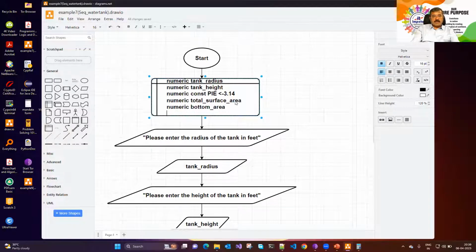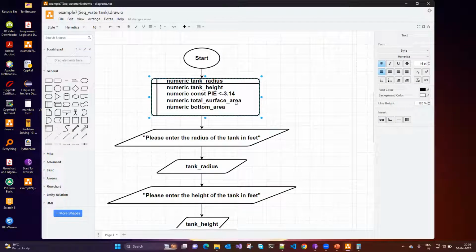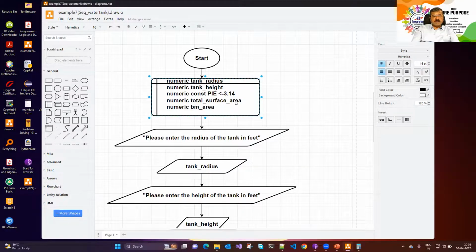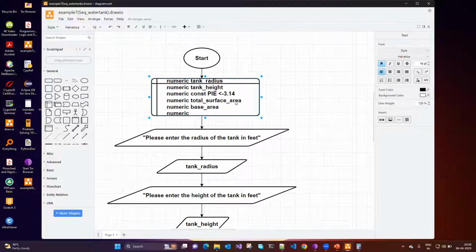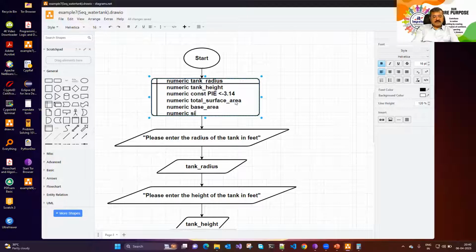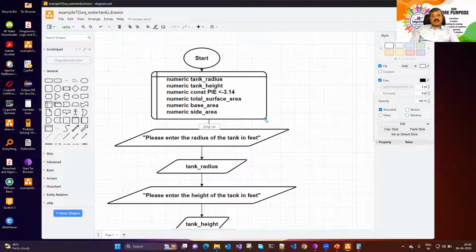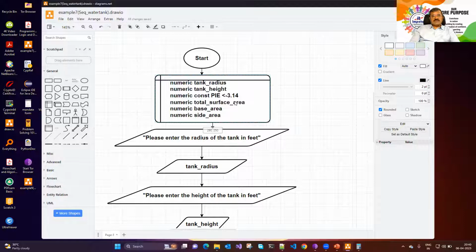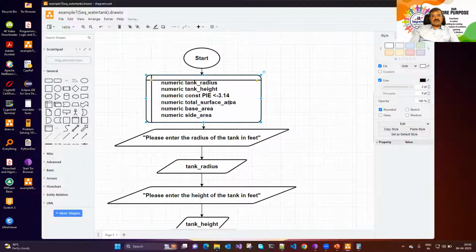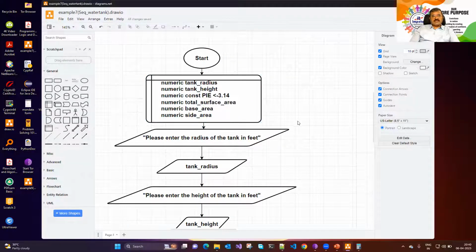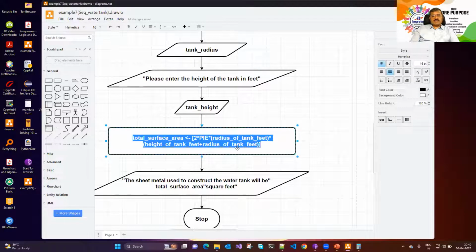bottom area, base area. Base area, that would be the right word. And what would the other variable be? Curved area. Side area. Yes. Okay. So we have taken two additional variables in addition to what he had already defined. So what he has defined is what we require. In addition to that, we have taken two more variables, base area and side area. Now we'll just break down this particular thing.